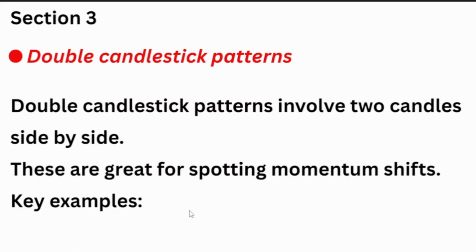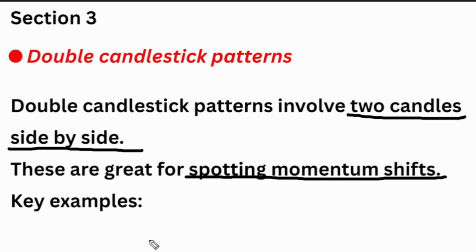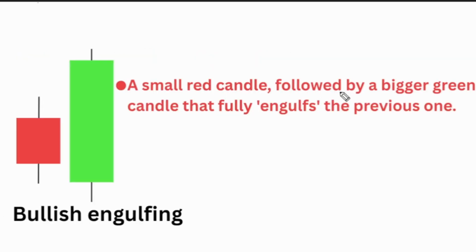Section 3. Double candlestick patterns. Double candlestick patterns involve two candles side by side. These are great for spotting momentum shifts. Key examples: bullish engulfing, a small red candle followed by a bigger green candle that fully engulfs the previous one.